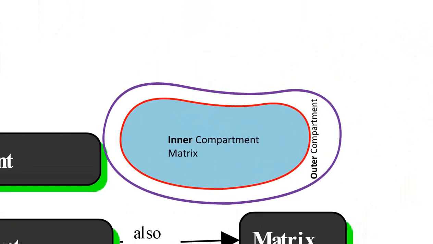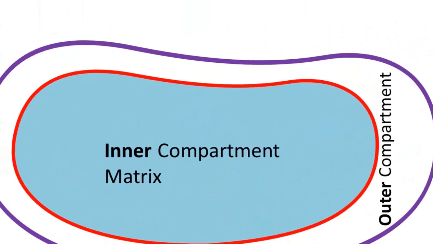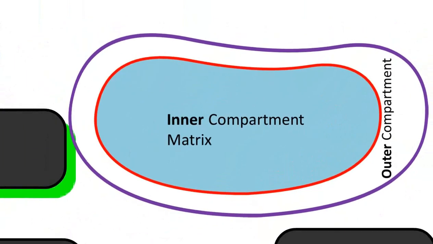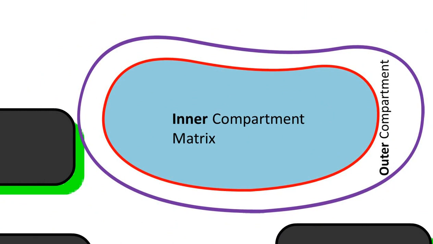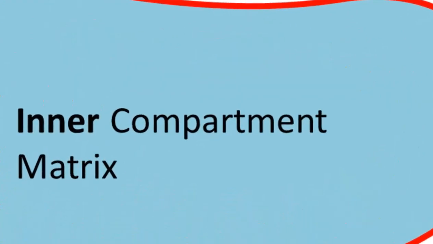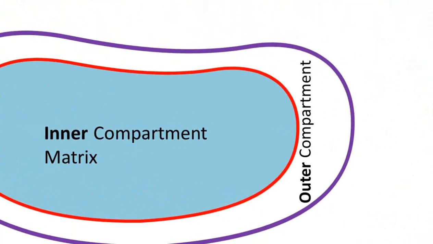Here, the outer membrane and inner membrane are the two membranes. Due to the presence of these two membranes, the lumen, the space present inside the mitochondria, is divided into two compartments, the outer compartment as well as the inner compartment. This inner compartment is also called the matrix.